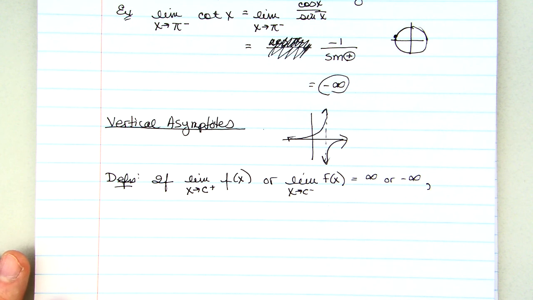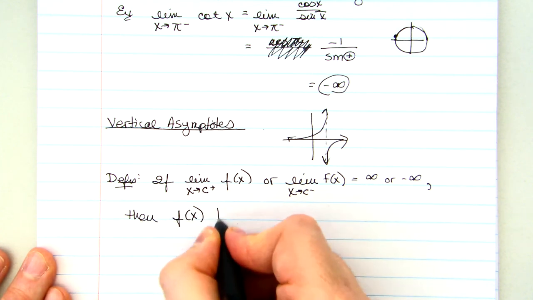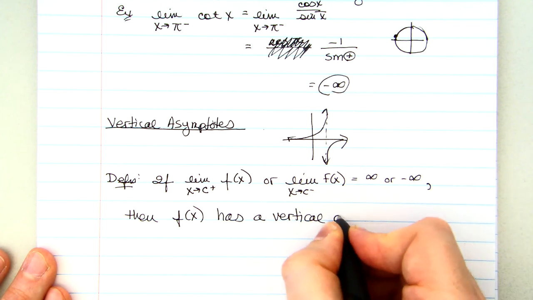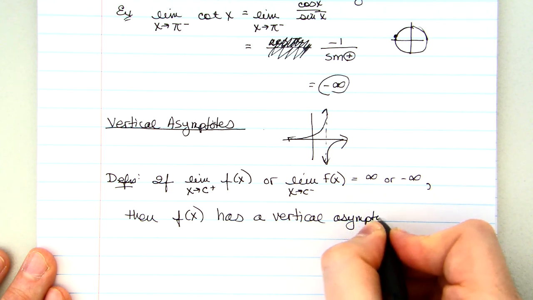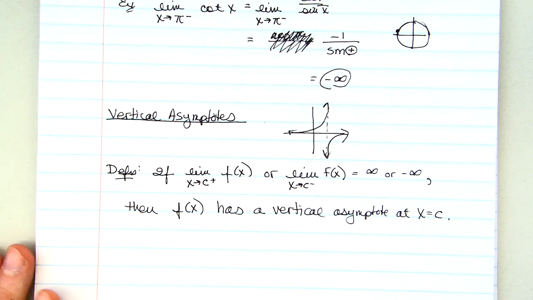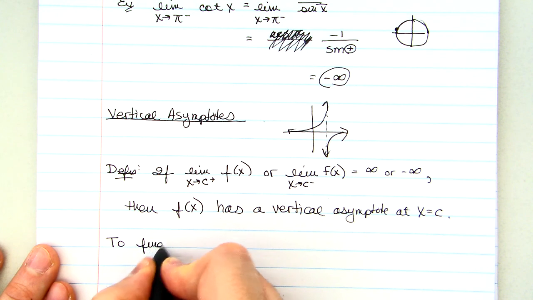If we do a one-sided limit at a particular x value and get infinity or -infinity, then f of x has a vertical asymptote at x equals c. This is my actual definition of a vertical asymptote. If at that x value, if I do my limit from the left or my limit from the right, I get infinity or -infinity, I have a vertical asymptote there. Now to find vertical asymptotes.